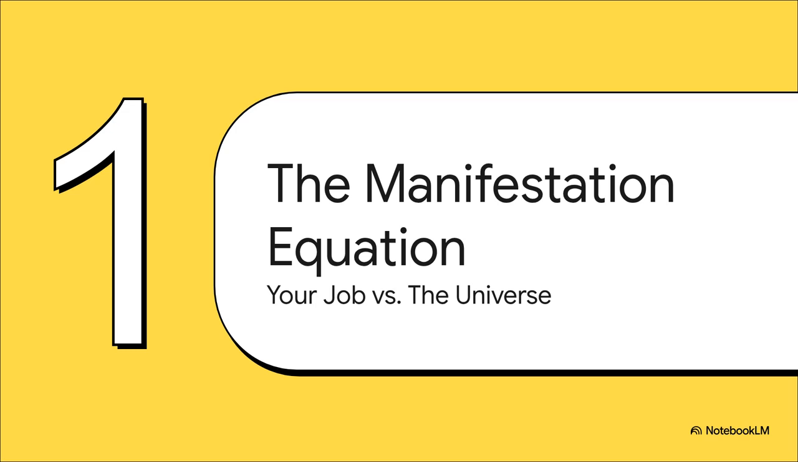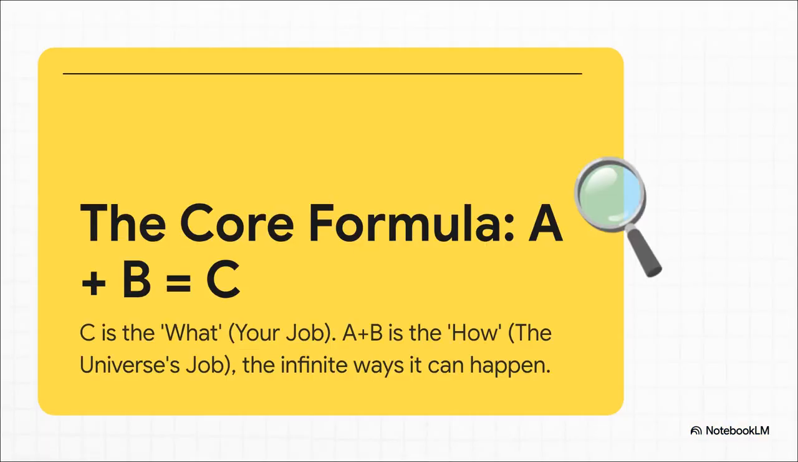So, where do we even begin? Well, the whole process really starts with one foundational principle: a clear division of labor. You have to understand what your job is, and maybe more importantly, what it isn't. Getting this right is the absolute key to making any of this work. And it all boils down to a really simple formula: A plus B equals C. Now the secret here is knowing which part of that equation belongs to you.